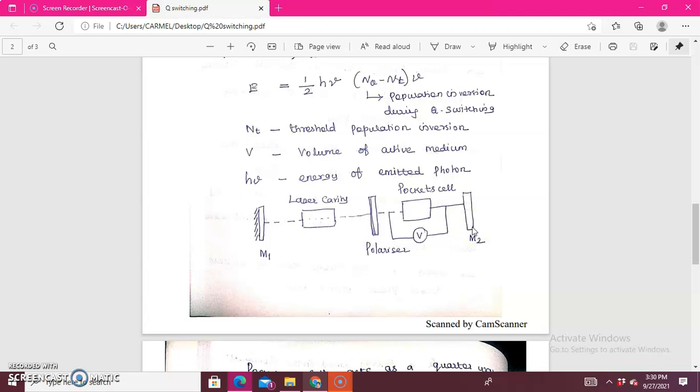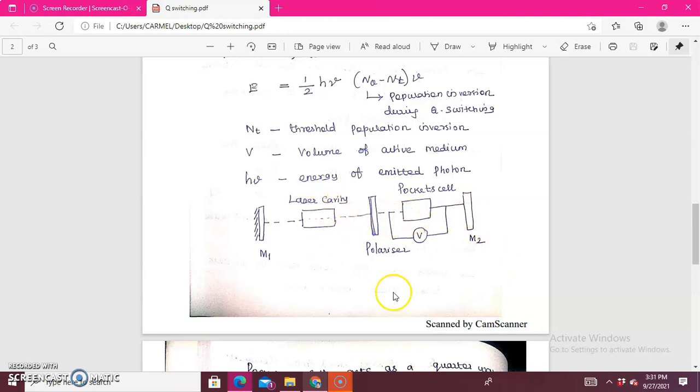So what will happen now? The polarizer does not allow the light to pass through the cavity. In that case, it will be in the switch off condition. When will it be switched off? If there is a voltage applied. So if the voltage to the Pockels cell is 0, then it is Q switched. If the voltage is applied, the cavity is inactive to produce laser oscillation.